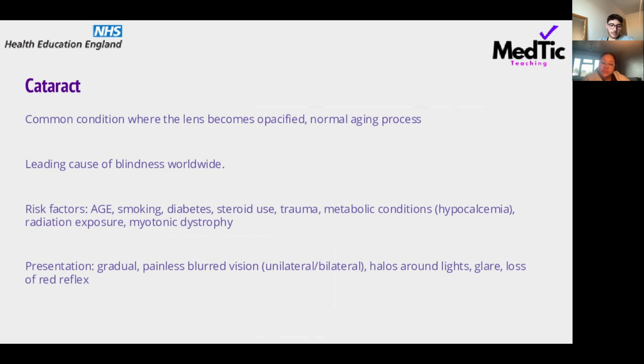It's the leading cause of blindness worldwide. Risk factors, so obviously age is the big one. We went through some of the others there as well. Presentation, we've been through that. So on the actual examination, you get the loss of the red reflex because you have the cataracts in the way of the retina, so you can't see, so you wouldn't get that red reflex. And another thing is halos around light. So say people driving at night, they'd say, oh, the headlights of people coming at me, there are halos around them.